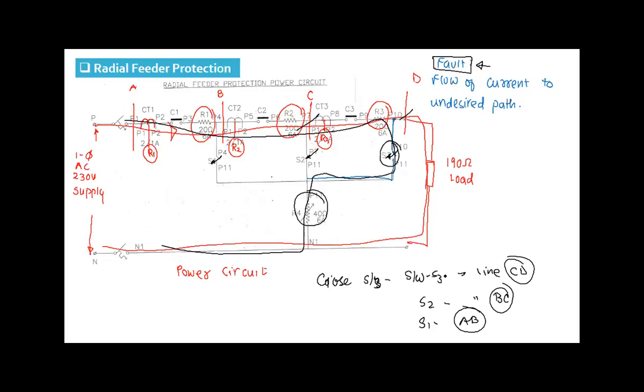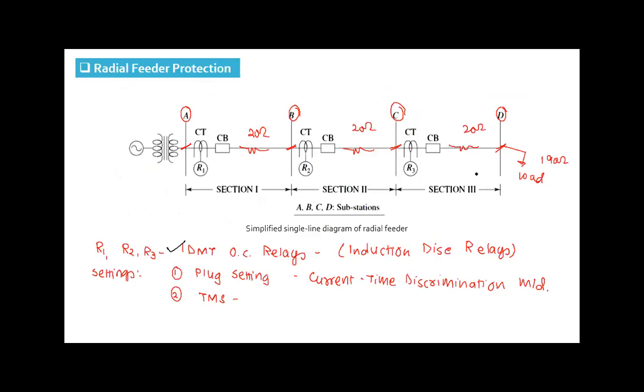Clear? Our objective in the laboratory, there are three relays which are IDMT relays, and then we will create fault in these three sections, and we will check the operation of these three relays as a primary and backup relay pair. Okay, any doubt?